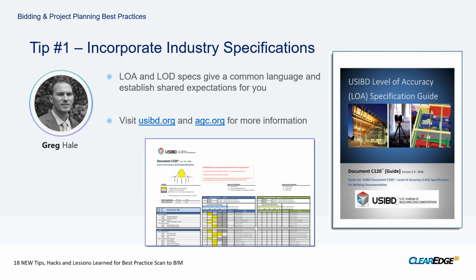We're going to go for level of accuracy, LOA, and the level of development specs. I'm sure many of you have heard of the level of development specifications. A lot of people refer to that as level of detail, probably more commonly known as that. Level 200, level 300, 400. Really, the LOA serves as a complementary specification, very similar to that, and it's very well focused on the Scan-to-BIM industry.